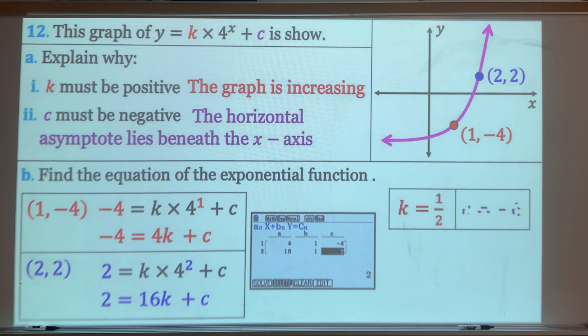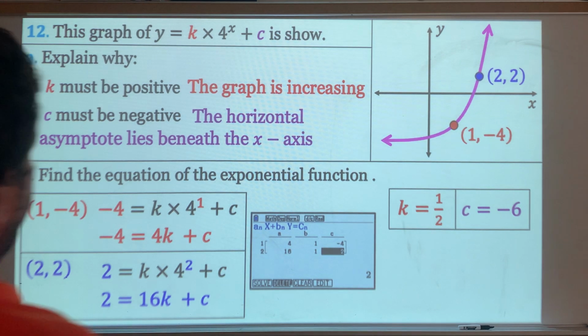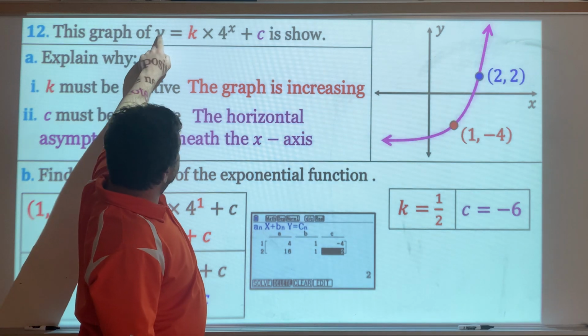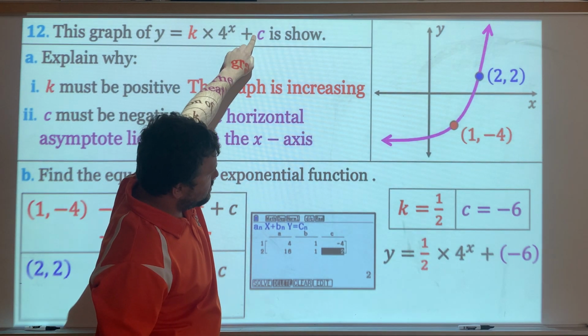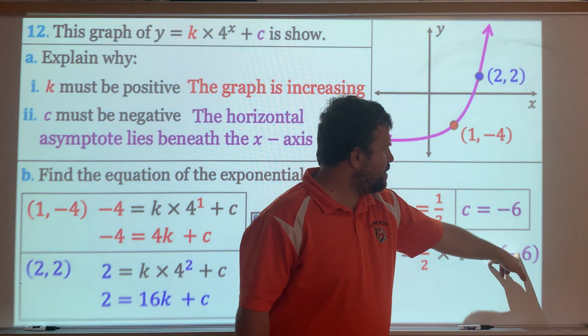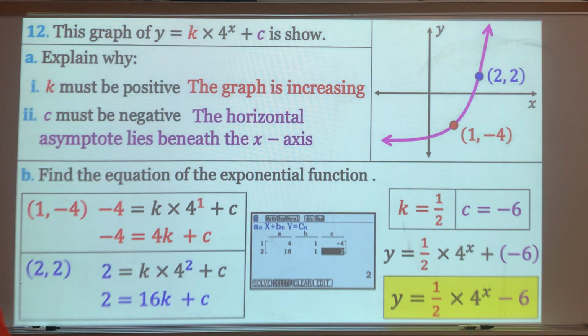K equals 1/2. C equals negative 6. So to find the equation, plug it back in. y equals 1/2 times 4 to the x plus negative 6. Make that a negative 6: 1/2 times 4 to the x minus 6. Pretty simple stuff.